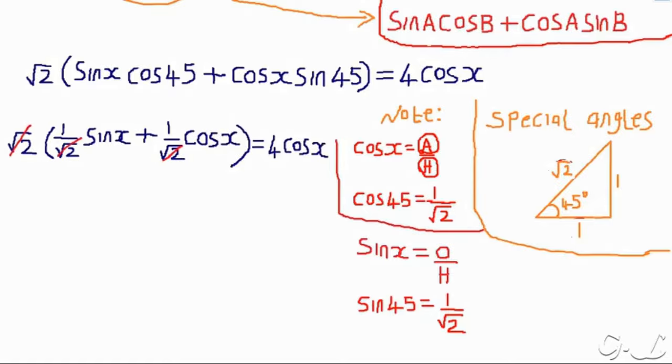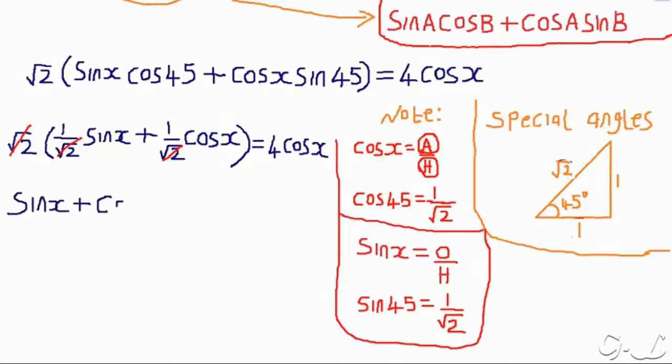And then we're going to multiply square root of 2 by 1 over square root of 2. It will give you a 1, so those two can just cancel. Square root of 2 multiplied by 1 over square root of 2 will also give you a 1. So we are simply going to remain with sine x plus cos x, and that equals 4 cos x.